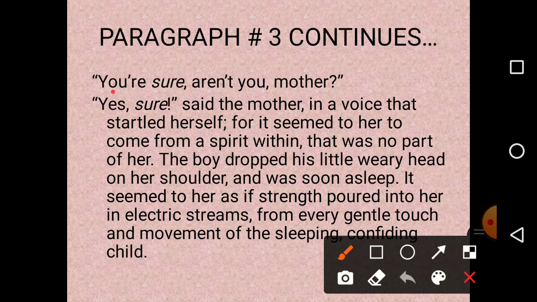You are sure, right? Aren't you, mother? You are sure that you are going to save me? Mother said, "Yes, sure," said the mother. And she said this in a voice that startled herself, that surprised herself. Startled means surprised. Even she was surprised by the way she said this, "yes, sure."